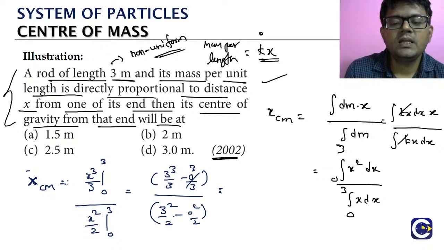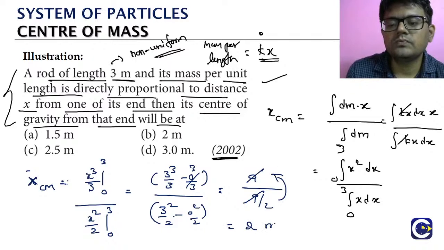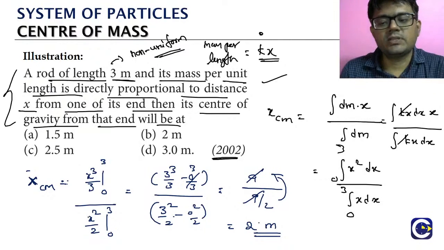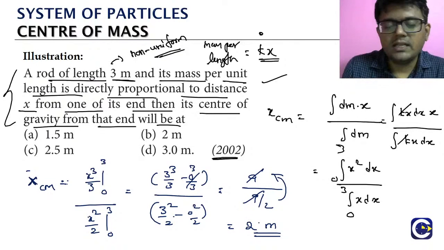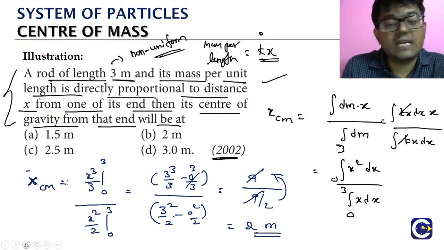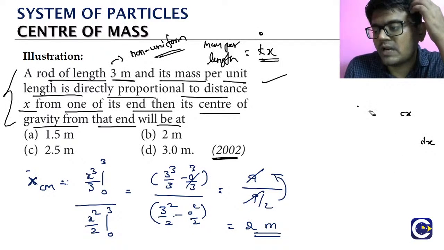3 cube is 27, and 27 by 3 gives 9. The denominator is 3 square by 2, which is 9 by 2. The 9s cancel, and the 2 goes to the numerator. It will be 2, and the units are meters, so 2 meters. This is the center of mass as well as the center of gravity of the rod, because this is a uniform gravitational field case, so the two coincide.